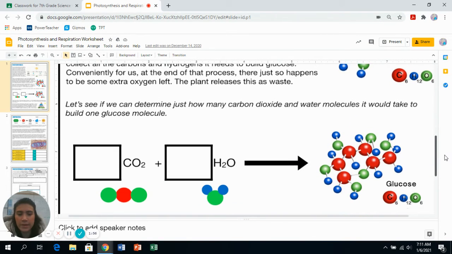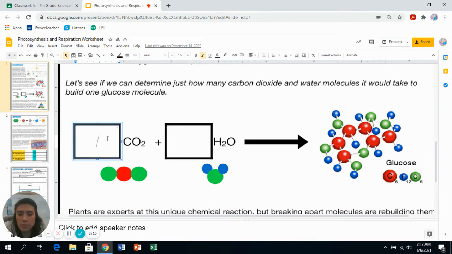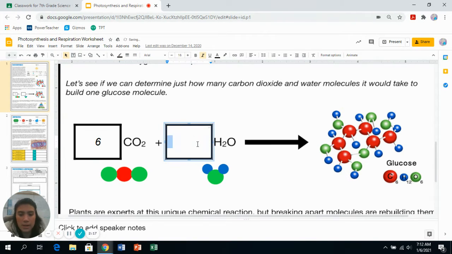So what we're going to do down here, it says, let's see if we can determine just how many carbon dioxide and water molecules it would take to build one glucose molecule. So we see the CO2 here, and we're looking for these red. And we see that there are 6 red, but let's just double check. 1, 2, 3, 4, 5, 6. 6 CO2s.